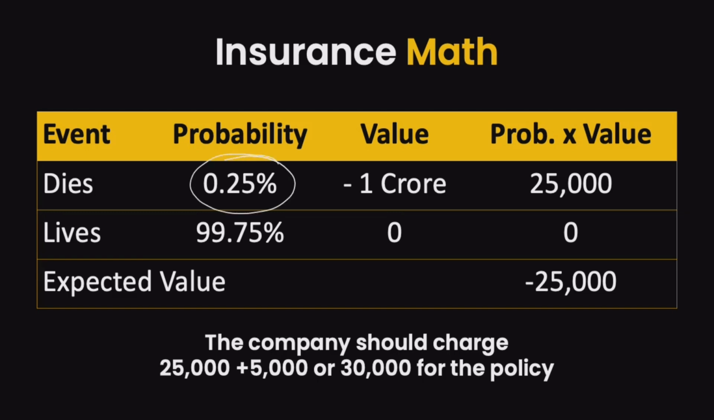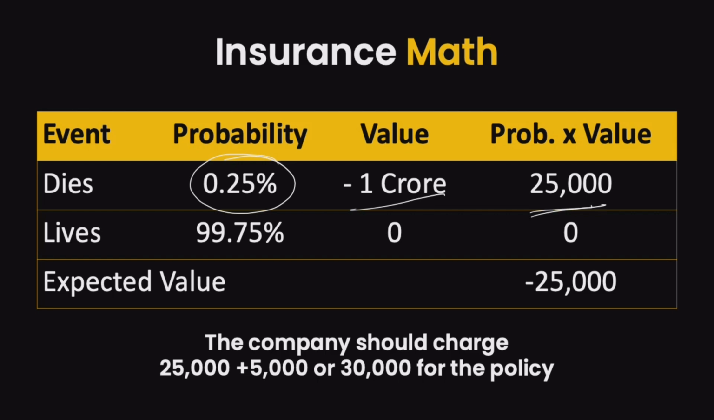Now if the actuary crunches the numbers and determines that there's a 0.25% chance you'll pass away in the next year and you hold a 1 crore policy, here's the breakdown. If by some unfortunate chance you do pass away, with this 0.25% likelihood, the insurance company has to pay 1 crore to your beneficiaries. So based on the expected probabilities, they look at what the potential loss is going to be. The expected probability multiplied by the potential loss to the company gives an expected payout of 25,000 rupees.